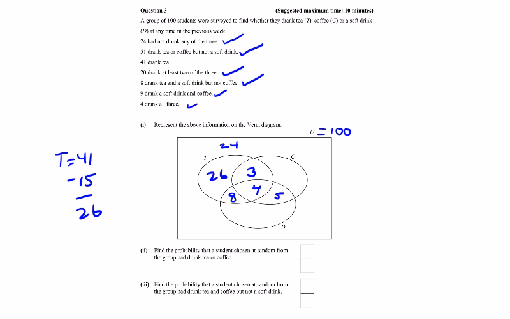And back to our 51 now, the key to this question. 51 drank tea or coffee but not a soft drink. So what areas are they in? Tea, coffee. That's tea on its own, that's tea and coffee, and that's coffee on its own. So these 3 dots have to add up to the 51. So 26 and 3, 29. So 51 minus 29 is 22. This would have to be 22.